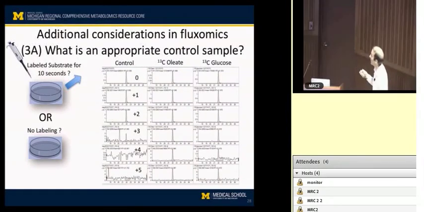So does that work? No, in fact, it does not. Even 10 seconds of exposure to labeled substrate, putting it on and taking it off, gives appreciable labeling in your control samples. So no labeling is the way to go. You want a nice clean separation between your labeled and your unlabeled samples. You think it's obvious, but it's happened more often, at least a few times, in the history of the metabolomics course. So your control sample gets no tracer, and the other samples get tracer at appropriate time points.